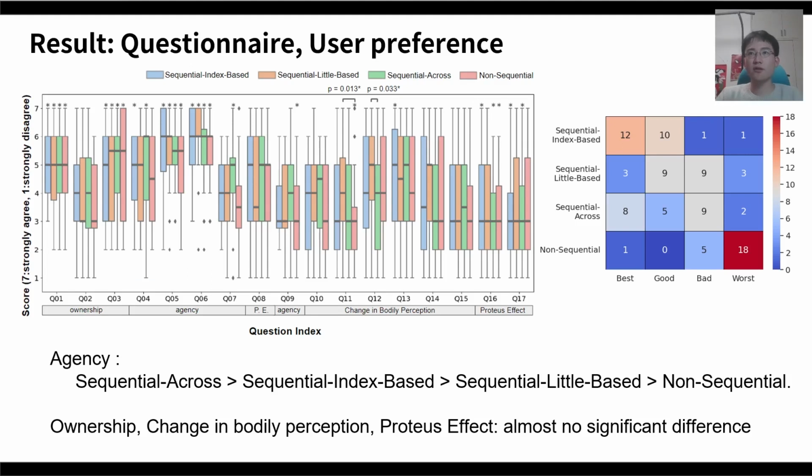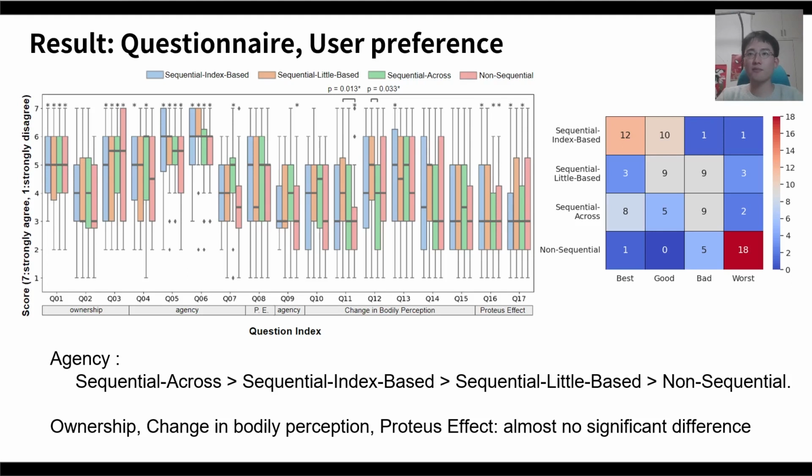From the questionnaire, there were no significant differences in ownership across conditions. In terms of agency, participants felt it in the order of sequential across, sequential index-based, sequential reader-based, non-sequential. In particular, in the sequential across condition, the coordinated alignment and movement of the fingers, which approximately mirrors the shape of the arm, increased the agency. There was almost no evidence of a change in bodily perception.